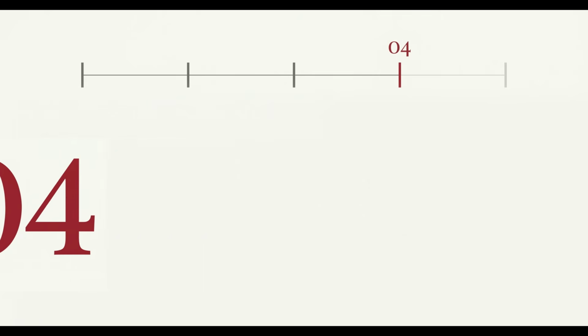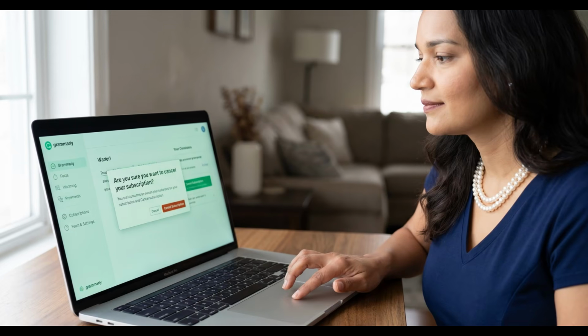Back to the list. Feature number 4 is skills. All right, here it is, the one I almost missed entirely. The day I built my first skill, I canceled my Grammarly subscription that same afternoon. So what is a skill?